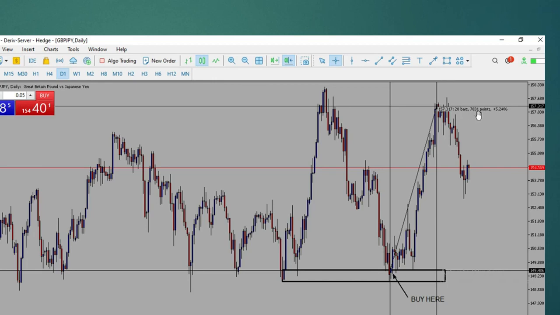If you're going to convert these to pips, you just ignore this last digit, that is the pipette, or the point. If you read it in pips, it's going to read 783 pips, right? 783 pips. That's the movement that happened from that point. So that's how we calculate the moves that we get in the market, right?